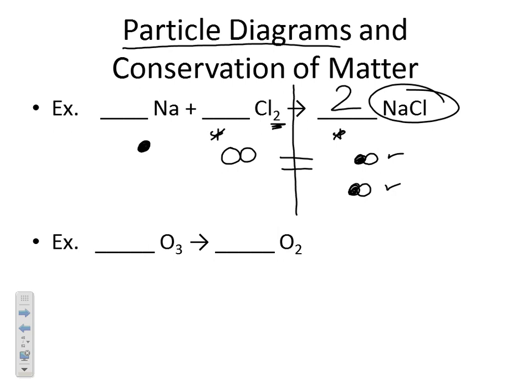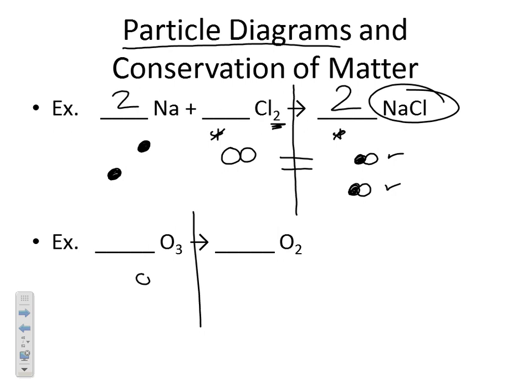So that's actually a relatively easy fix. I've got 2 on the right, but only 1 on the left. So why don't I add a second one to the left-hand side and put that coefficient of a 2 out in front, and there we go. We've got conservation.